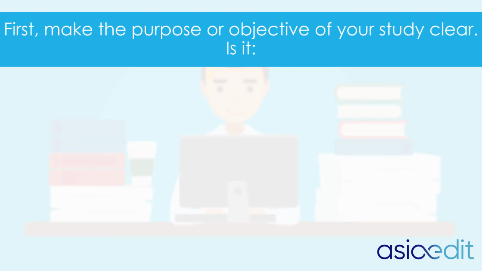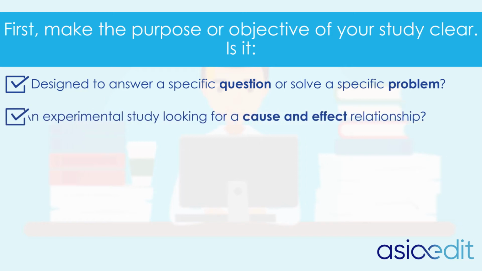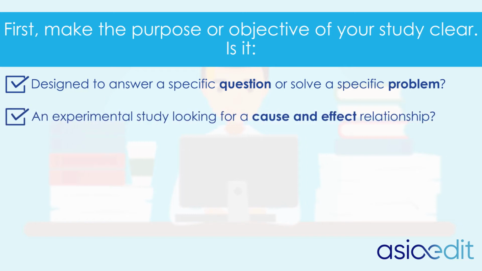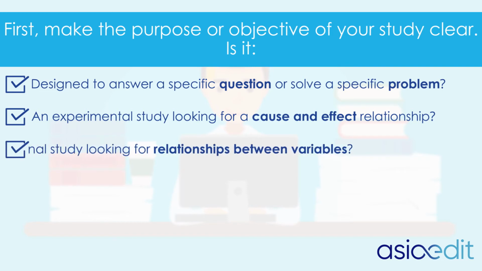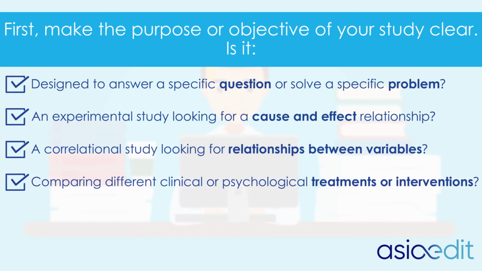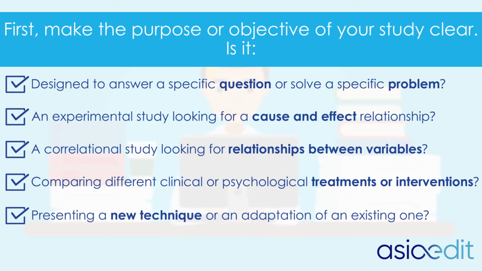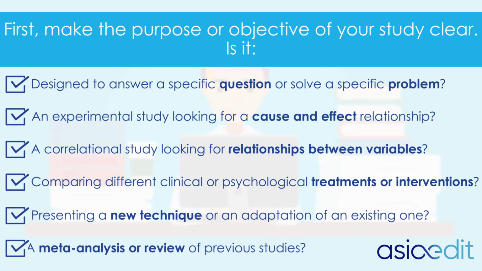For example, you need to make it clear whether the study is designed to answer a specific question or solve a specific problem. Is it an experimental study looking for a cause and effect relationship? Is it a correlational study looking for relationships between variables? Does it compare different clinical or psychological treatments or interventions? Does it present a new technique or an adaptation of an existing one? Is it a meta-analysis or review of previous studies?